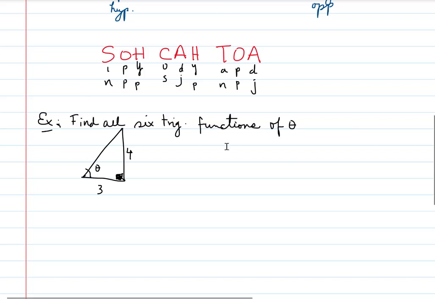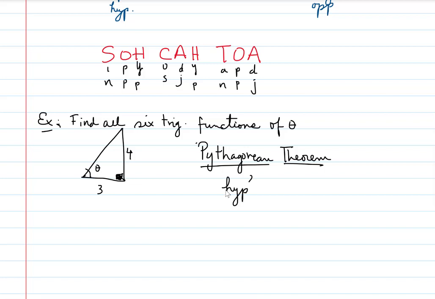Notice how in this problem you're given 2 sides out of the 3. We need all 3, including the hypotenuse, to be able to find all 6 trig functions. This is a good point to mention a very common theorem that puts all 3 sides together, the famous Pythagorean theorem, which says our hypotenuse squared is equal to the opposite side squared plus the adjacent side squared. Right?